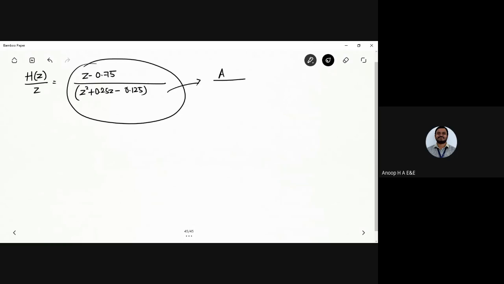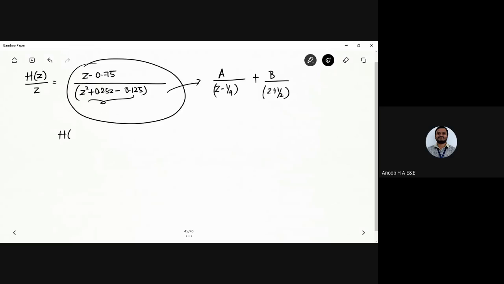A divided by, so just factorize this. What you will be getting? You will be getting A divided by z minus 1 by 4 plus B divided by z plus 1 by 2. Okay, so that's how we are going to get it. See to it that z squared plus 0.25 z minus 0.125 factorizes correctly, yes, exactly.